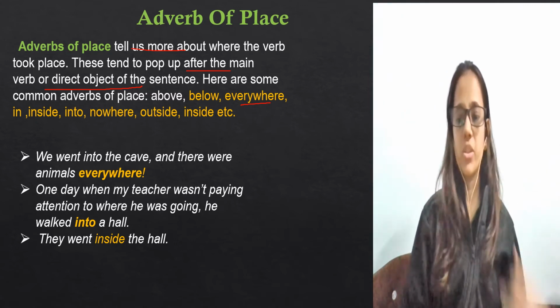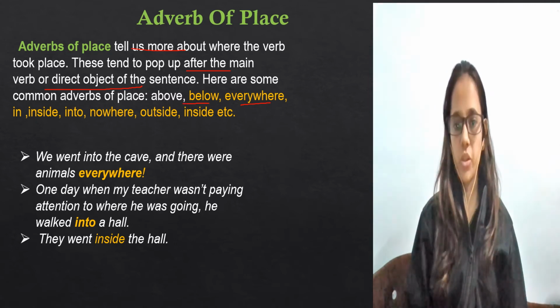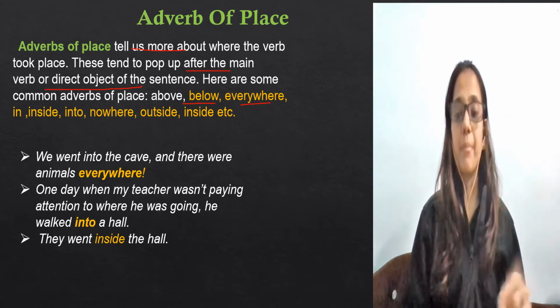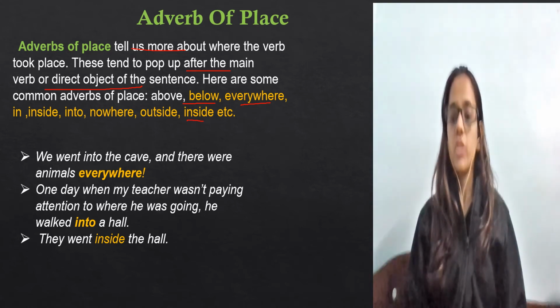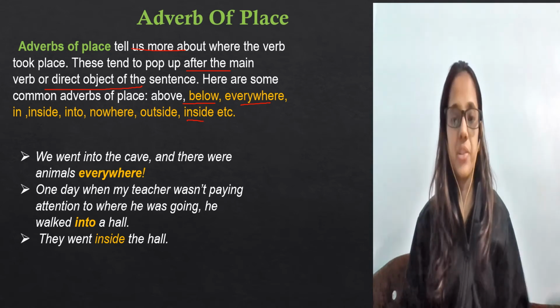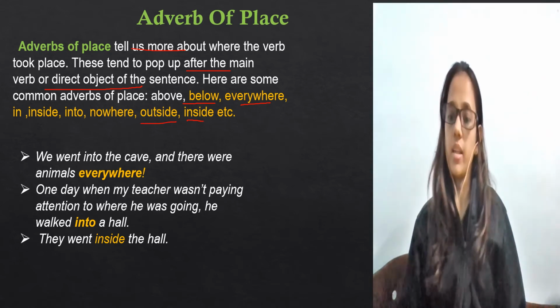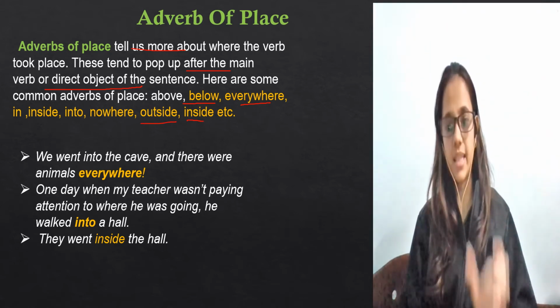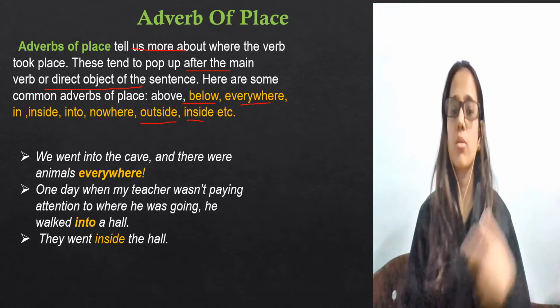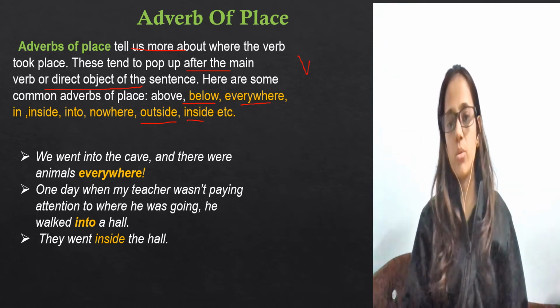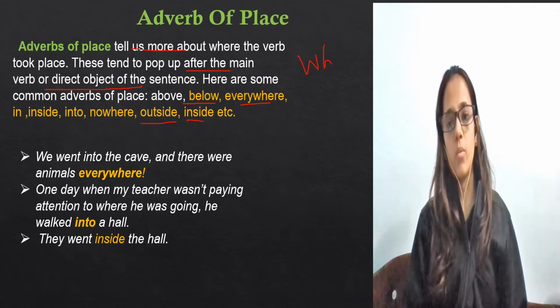She was sitting below the chair. Where was she sitting? Below the chair. The ball is inside the bag. Where? Inside the bag. She is standing outside. Where is she standing? Outside. Okay, so this all is what? Adverb of place. It tells you about the place. It answers the question where. Mostly it answers the question where.